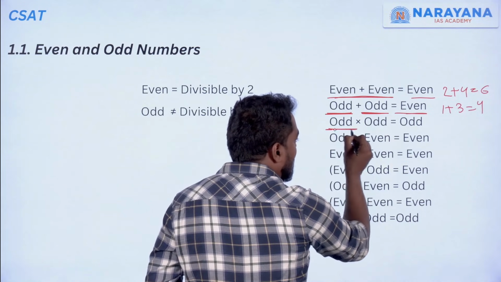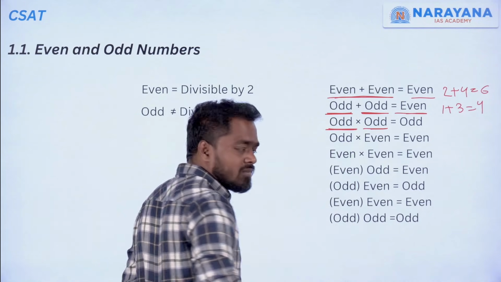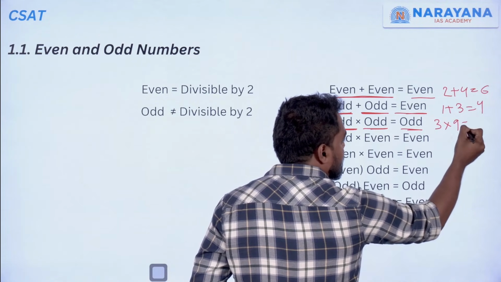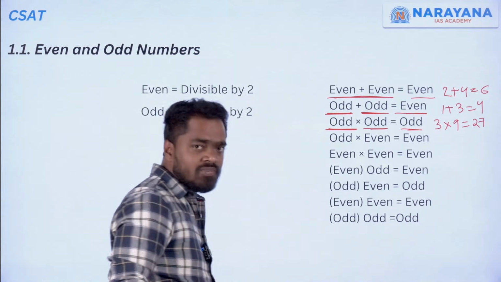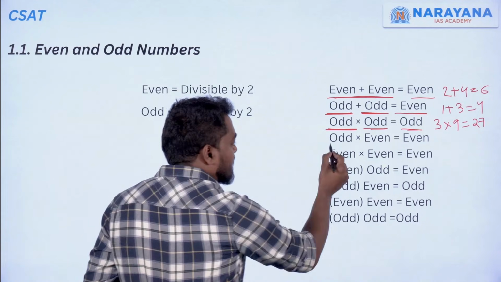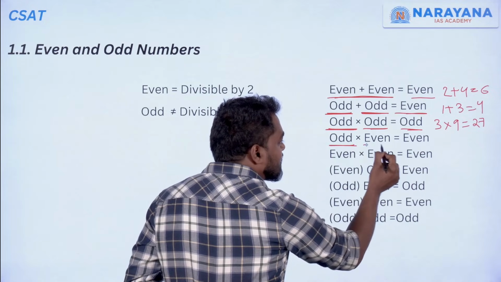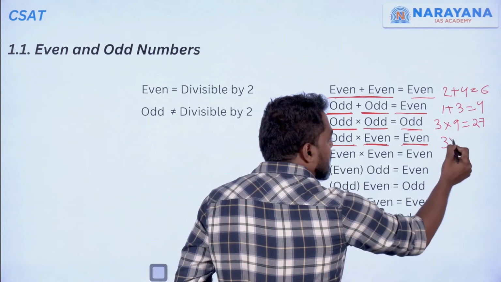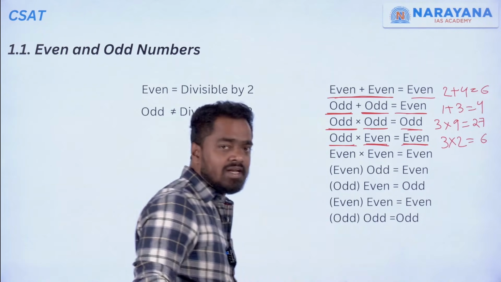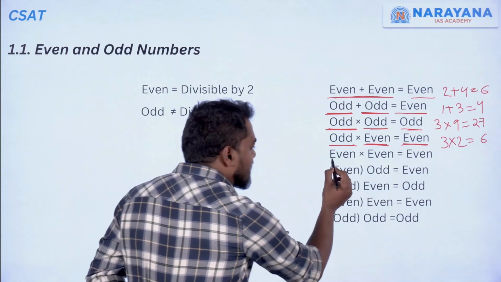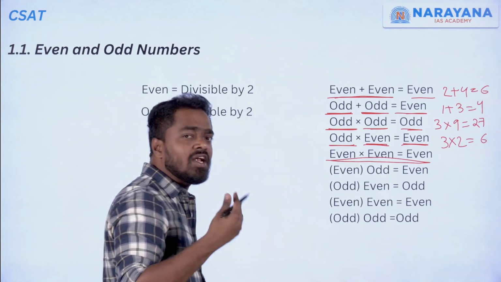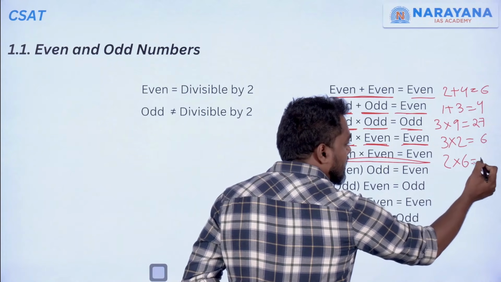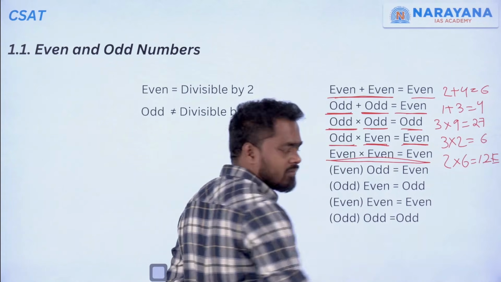Next, odd. If you multiply an odd number with an odd number, you again get odd. For example, 3 into 9 is 27. This is again an odd number. Next, if you multiply an odd number with an even number, you get an even number. Take an example of 3 into 2, you get 6. That is an even number. Next property is even into even. You again get an even number. For example, 2 into 6 is 12. So it is again an even number.